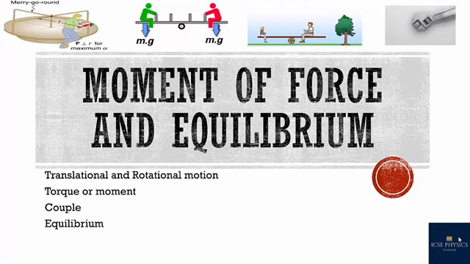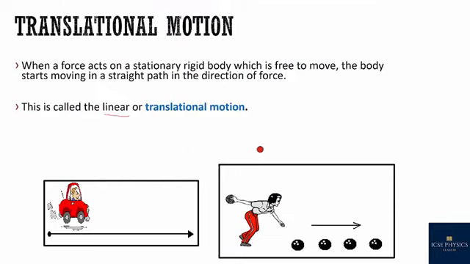So let's start. When a force acts on a rigid body which is free to move, the body starts moving in a straight line in the direction of force. This is called linear translational motion. Suppose this is a toy car and we apply a force here. Force is being applied. What will be the direction of the toy car? The toy car will move in this direction or in the direction of force in a straight line.